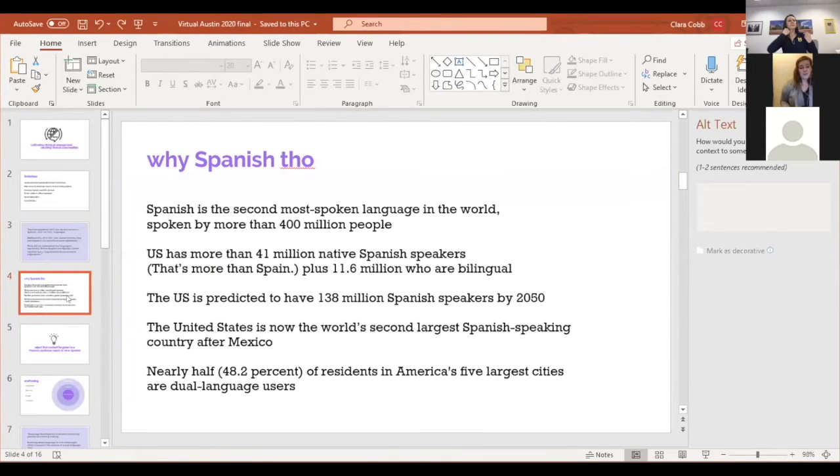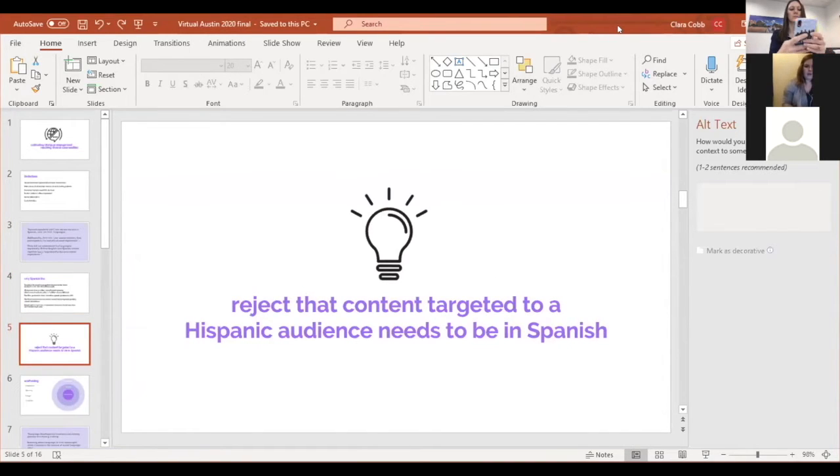So why would you use Spanish or make it an institutional priority? Spanish is the second most spoken language in the world, spoken by more than 400 million people. There's 41 million native Spanish speakers here in the United States. And about half of the residents in America's 5 largest cities are dual language users. And that number, of course, is increasing over time. So I think the main idea, and I've spoken a little bit about it, but I want the key takeaway to be the rejection of this idea that you have to have content in Spanish to target a Hispanic or Latinx audience.